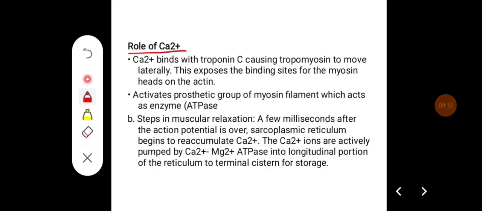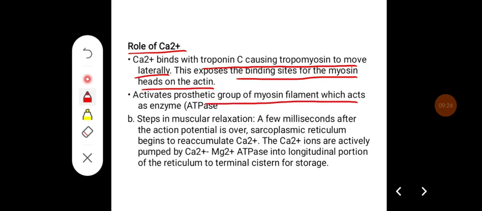Role of calcium. Calcium binds with troponin C, causing tropomyosin to move laterally. This exposes the binding sites for myosin heads on the actin. It activates the prosthetic group of the myosin filament, which acts as an enzyme, myosin ATPase. It also helps in the steps of muscular relaxation.